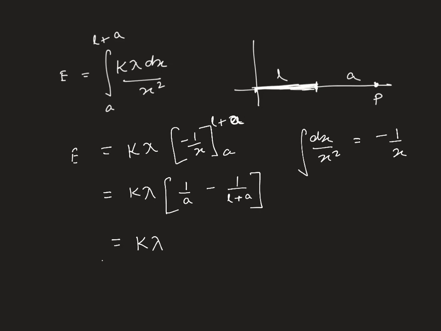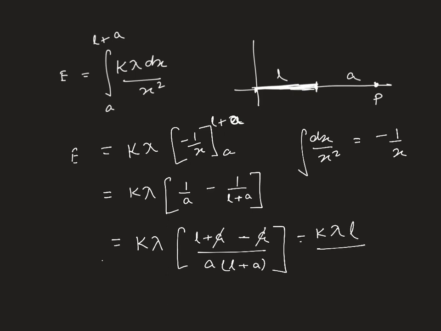So k lambda L plus A minus A divided by A into L plus A. A and A get cancelled out. So we'll have k lambda L upon A into L plus A. You might remember what lambda was equal to. Lambda was equal to Q upon L. So lambda into L can be easily written as Q. So the final value of electric field can be written as KQ upon A into L plus A.